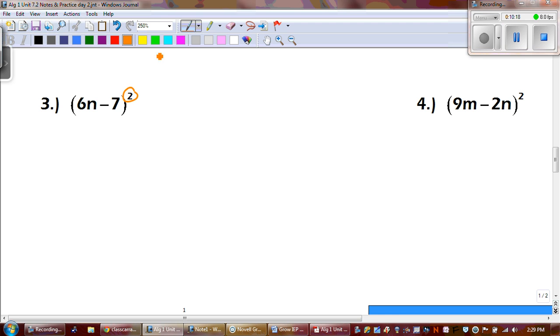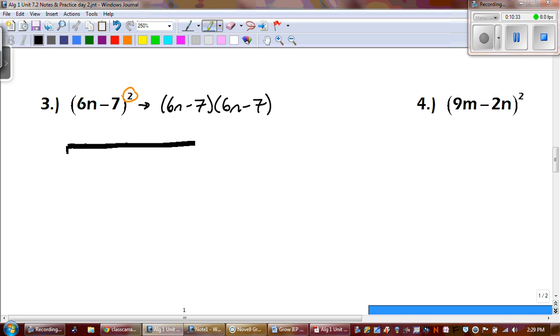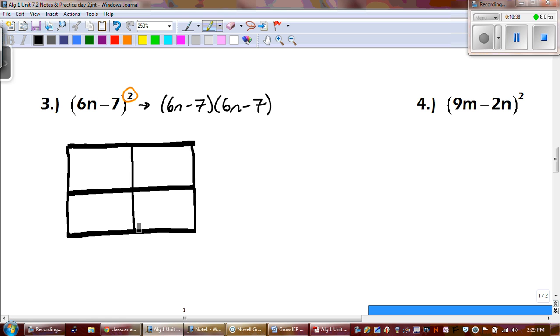So remember, the exponent tells us how many we have. 6n minus 7 times 6n minus 7. Okay? We're going to do the box method. So I have a binomial times a binomial. 6n minus 7, and then 6n minus 7. Why don't you guys see if you can multiply and get everything out on your own? So pause the video, and we'll go over it in a sec.